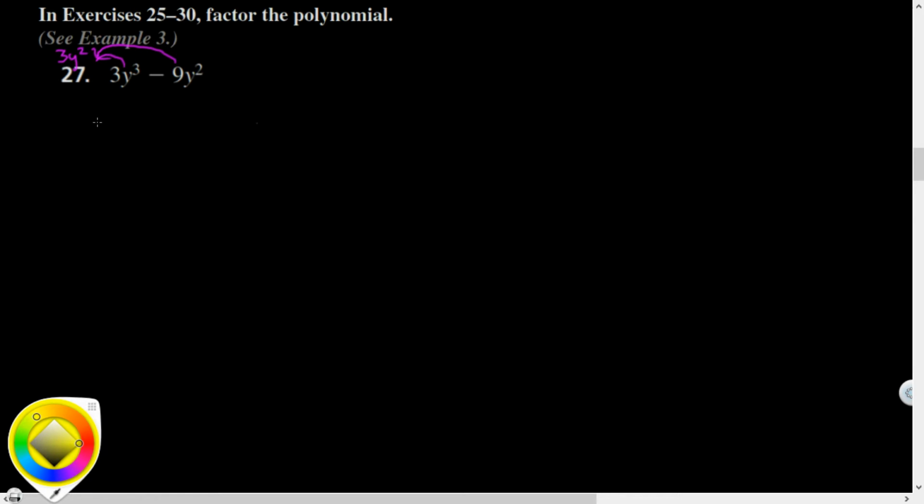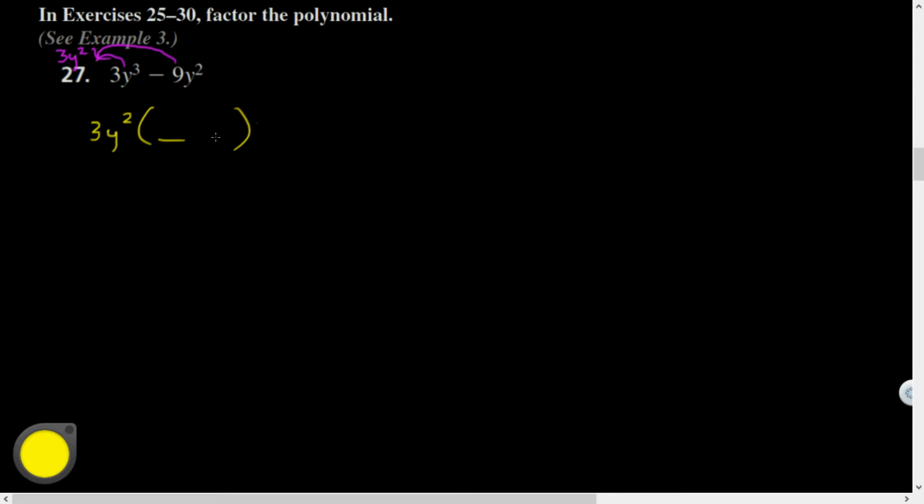So when I factor this through GCF, I'm undistributing, so I'm going to write 3y squared on the outside of a set of parentheses. And now my question is, what would have gone here? So 3y squared times what would equal 3y cubed? Now 3 times 1 would have given me 3, and y squared times what would have given me y cubed? So y squared times blank equals y cubed.